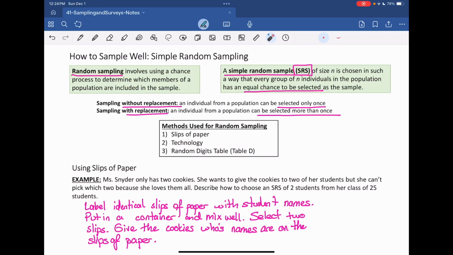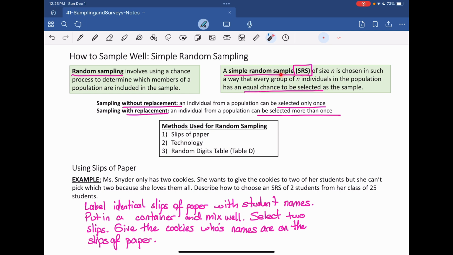So we looked at some ways that you can sample badly. Now let's look at some ways that you can sample well. Sampling with random sampling, any kind of randomness, involves using a chance process. If you do that, you will get a better representation of your population in your sample.